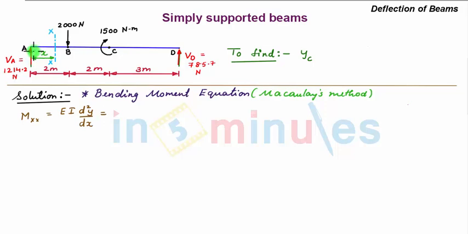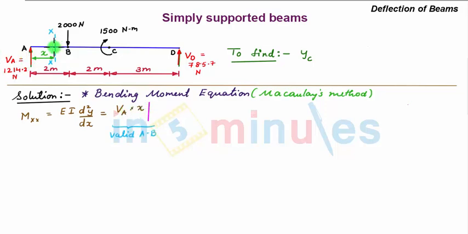So we have a clockwise moment due to this vertical support reaction VA at a distance x from section XX. So we have VA multiplied by x. Now we see this is a bending moment equation for a section between point A and B. So let's put it into our first partition, and this equation is valid only between point A and B.